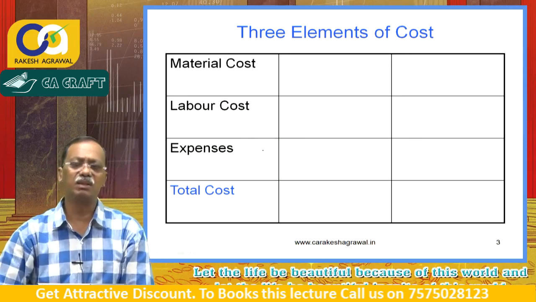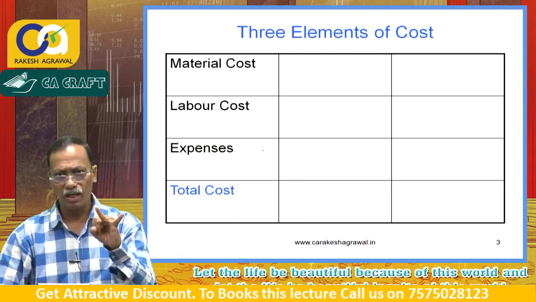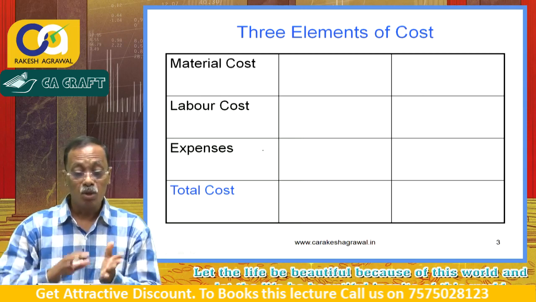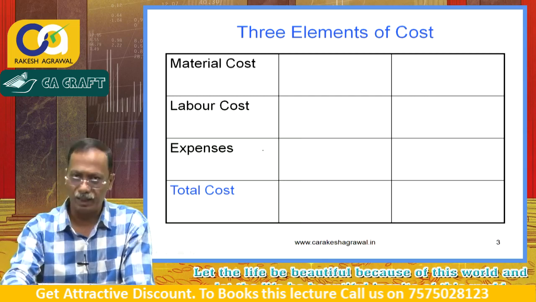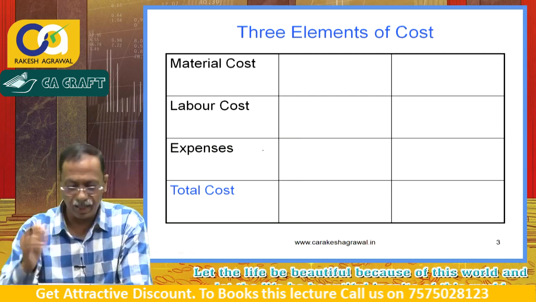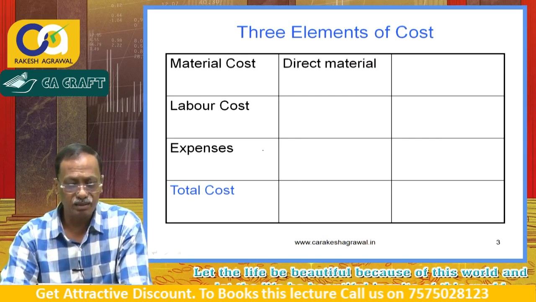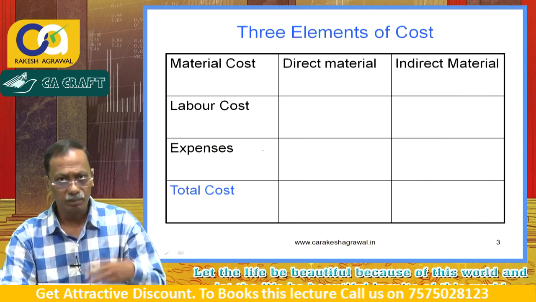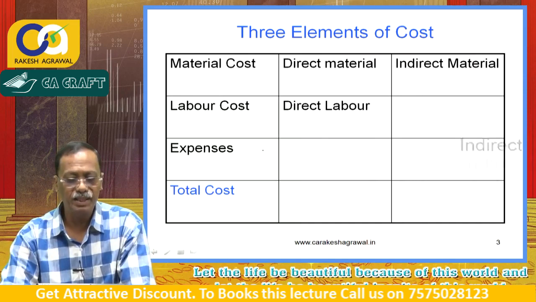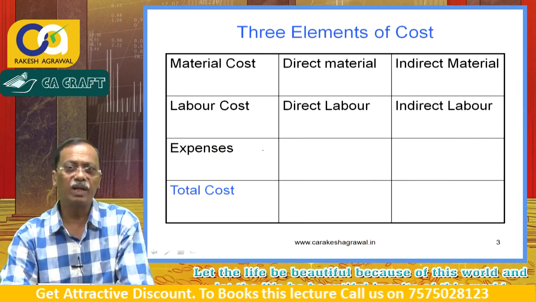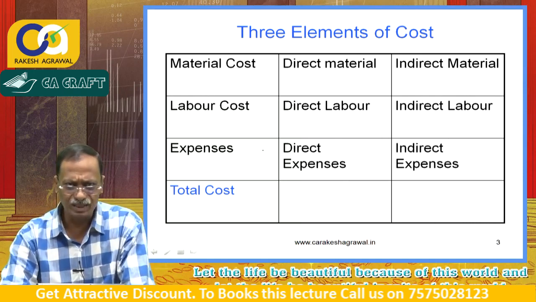Now you imagine any business and you will find the cost will get classified in three parts, either material or labor or expenses. Now each of these three costs or three elements of cost will be further divided into two parts as direct cost and indirect cost. That is, material cost will be divided in two parts, that is direct material and indirect material. Similarly, labor cost will be divided in two parts as direct labor and indirect labor. Expenses will also get divided in two parts as direct expenses and indirect expenses. We will be discussing them a little more.